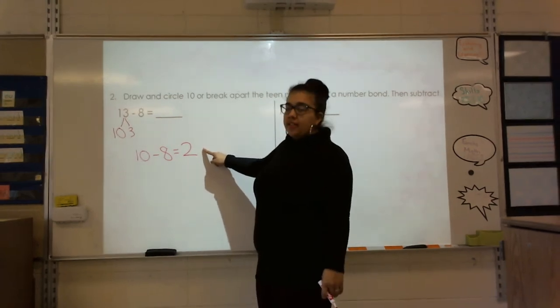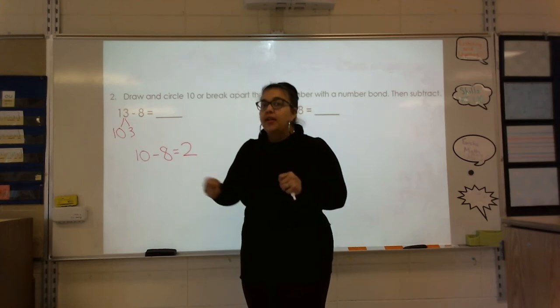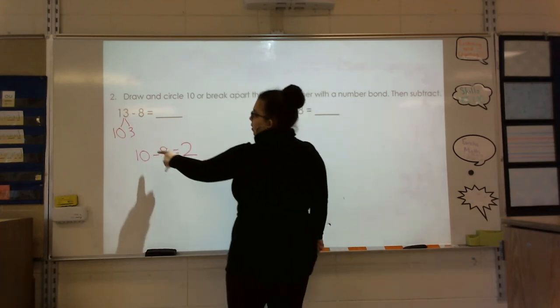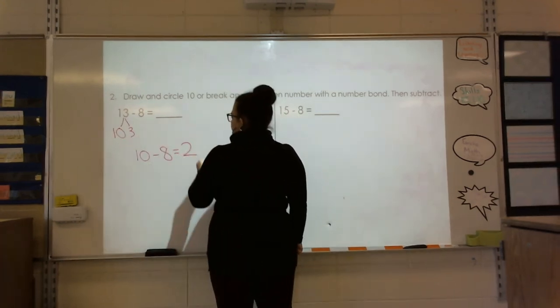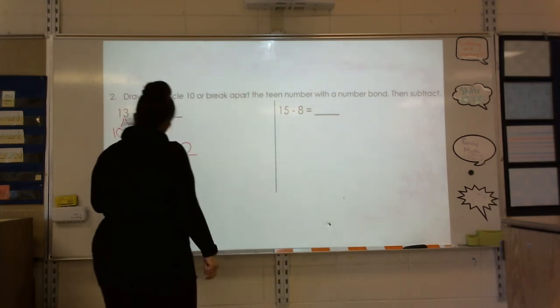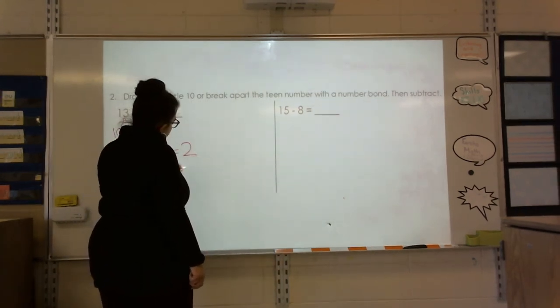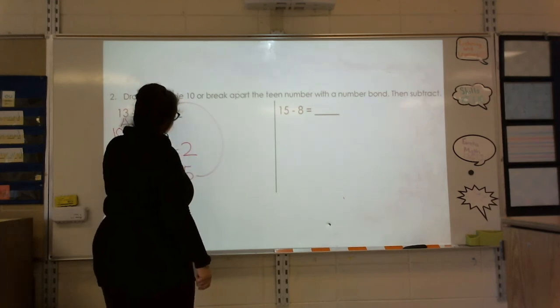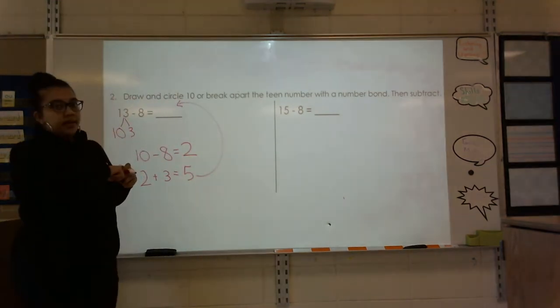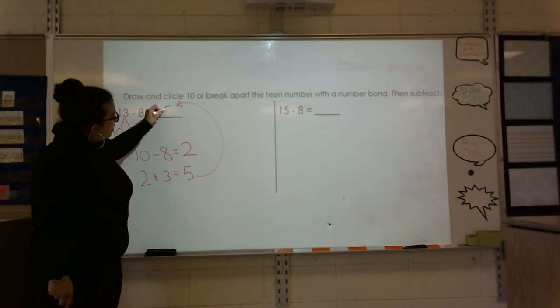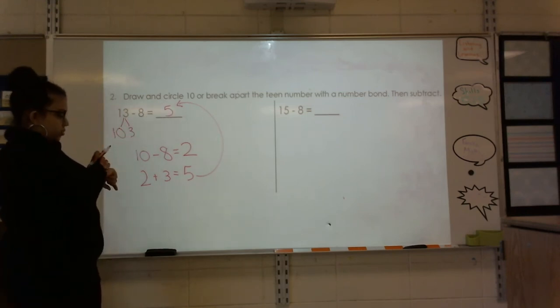No, we've completed the subtraction, and now we need to put back the pieces. There's still 3 out there, so we need to add the 2 and the 3 that were left out together to find out that our answer is 5. 13 minus 8 is equal to 2 plus 3, 5.